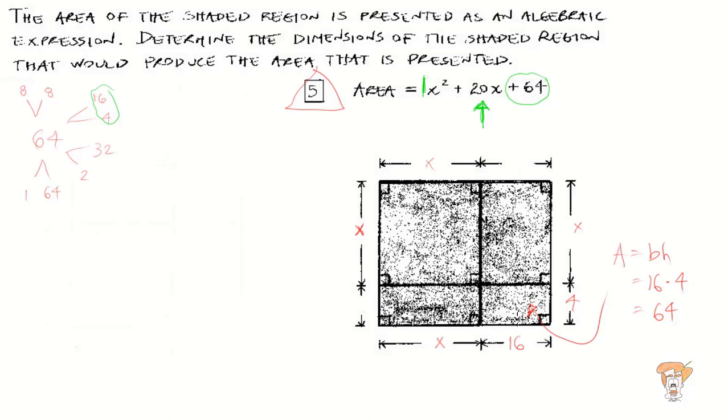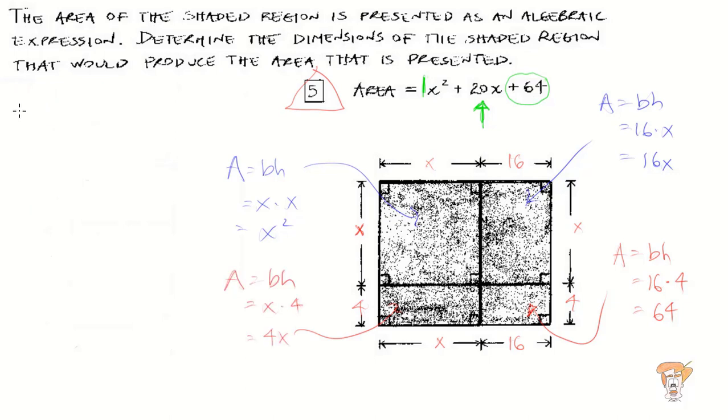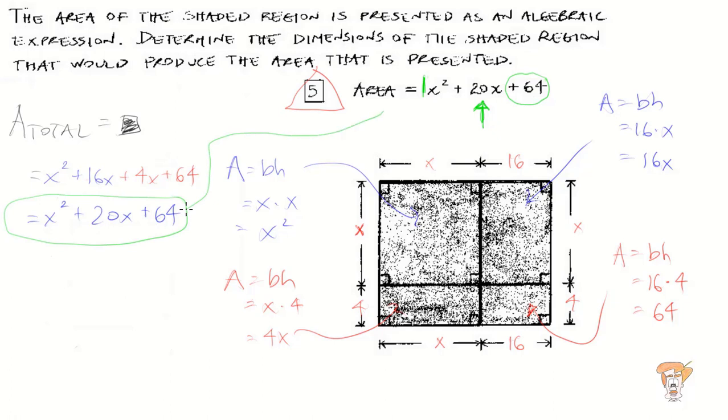Since the base of this rectangle is 16, the base of this rectangle must also be 16, and since the height of this rectangle is 4, that means the height of this rectangle is 4. We could check our answers. Let's determine the area of this rectangle. We'll also determine the area of that square, and we'll determine the area of this rectangle. We can determine the total area of the shaded region by adding the areas of the parts of the shaded region. The sum of 16x and 4x is 20x. We can compare this expression to the expression that was presented. It is identical, therefore we have the correct dimensions.